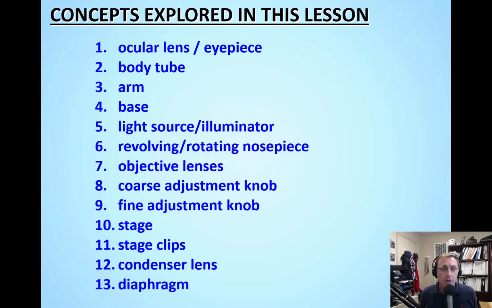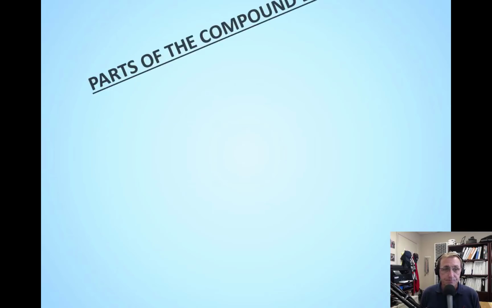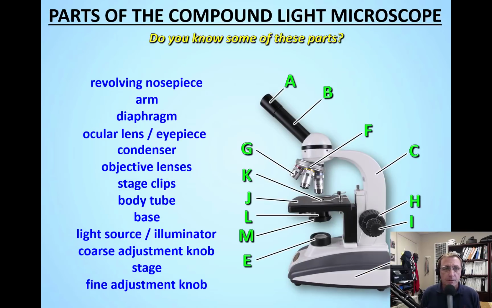All right, so we're going to spend quite a bit of time in this presentation going over what the different parts of the microscope are. There's a list of 13. You have it on your worksheet as well, all 13 of those things. You don't know what they are for the most part right now, but we're going to have you, in just a moment, use those 13 terms to label the diagram on your worksheet.